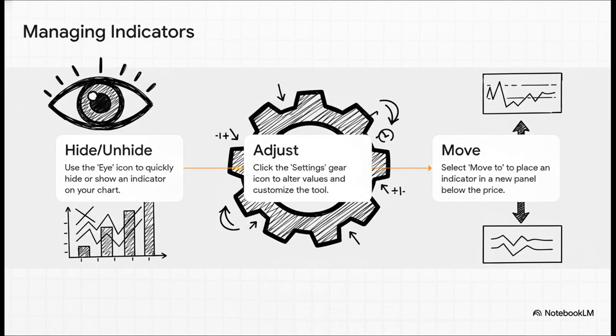But it's so important not to let your indicators clutter up the main chart. The good news is you have full control. Use that little eye icon next to an indicator's name to quickly hide or show it. You can tweak its settings with the gear icon. And here's one of my personal favorites. Move it to a separate panel below the main price chart. This keeps your price action crystal clear.